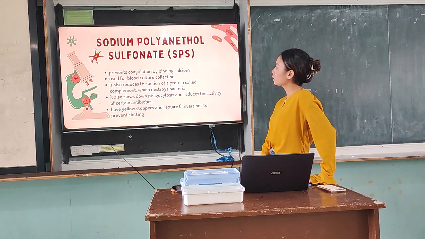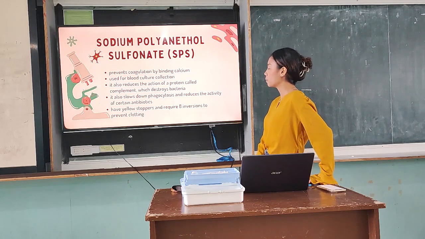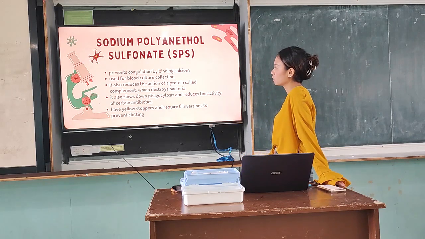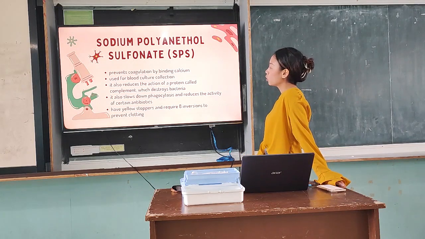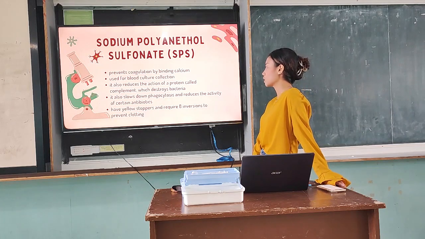Next, sodium polyanethol sulfonate or SPS. It prevents coagulation by binding calcium. Used for blood culture collection, just like what I said kanina, it's used for culture collection. It also reduces the action of a protein called complement, which destroys bacteria.